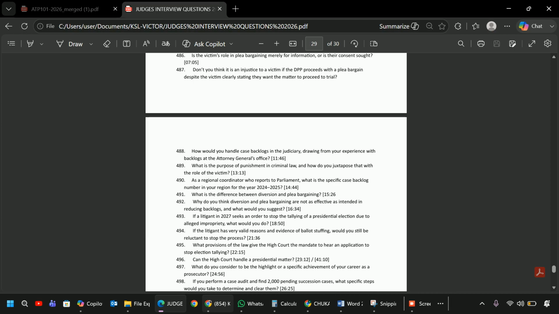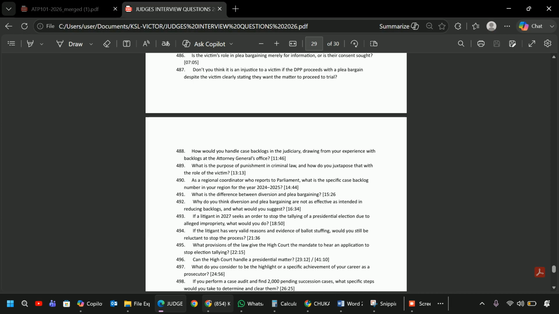Let us read the second question. For question 494: if the litigant has very valid reasons and evidence of ballot stuffing, will you still be reluctant to stop the process? The answer is yes. If you have verifiable evidence of ballot stuffing, a court can intervene, but it will still be cautious about stopping tallying as a remedy.